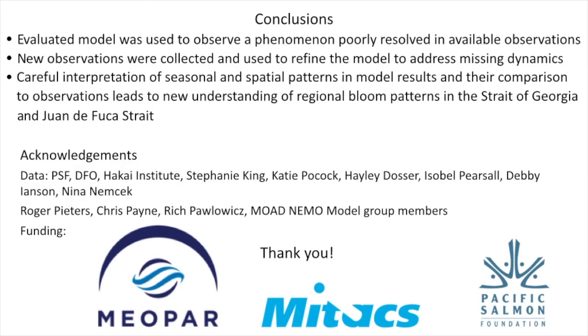We have provided 3 examples of ways in which model and observations together are more useful than either alone. An evaluated model was used to observe a phenomenon poorly resolved in available observations. New observations were collected and used to refine the model to address missing dynamics. And careful interpretation of seasonal and spatial patterns in model results and their comparison to observations led to a new understanding of regional bloom patterns in the Strait of Georgia and Juan de Fuca Strait.